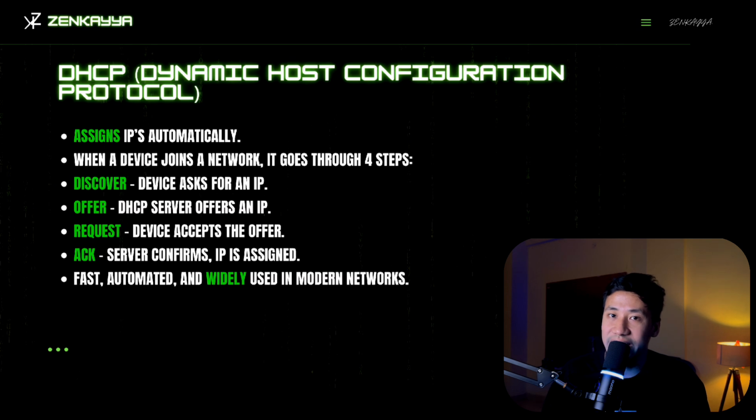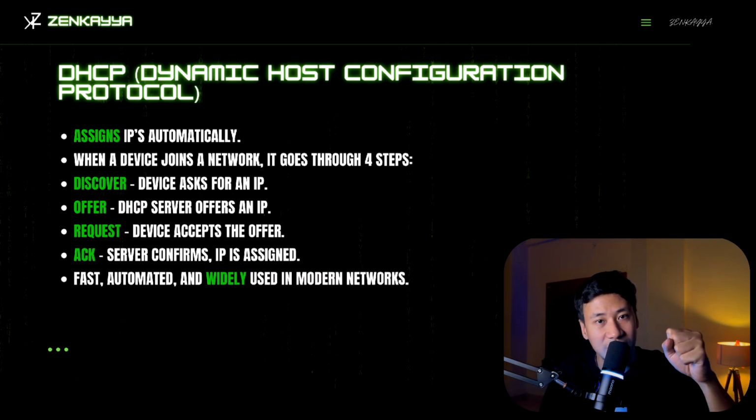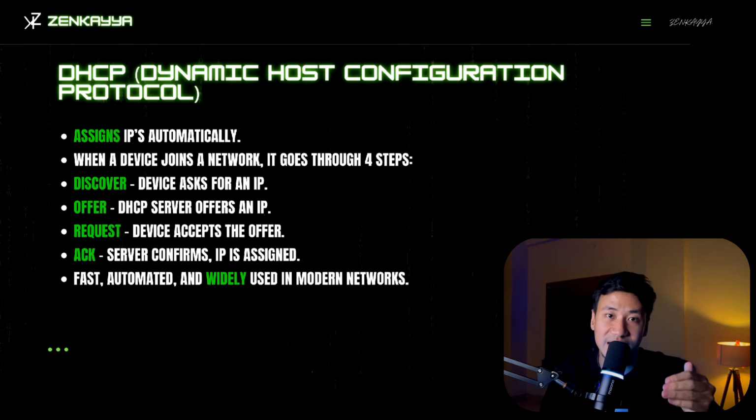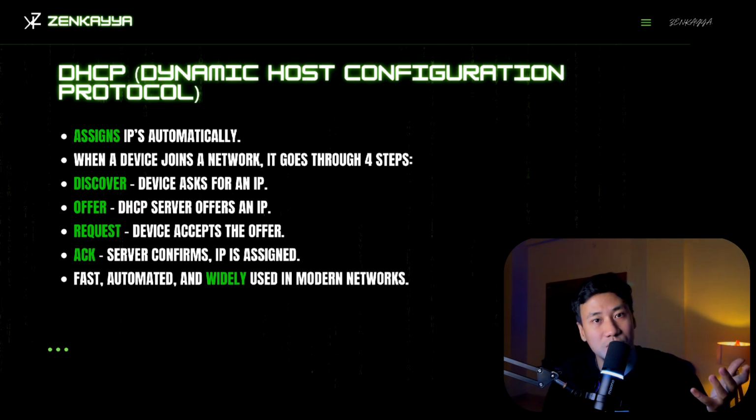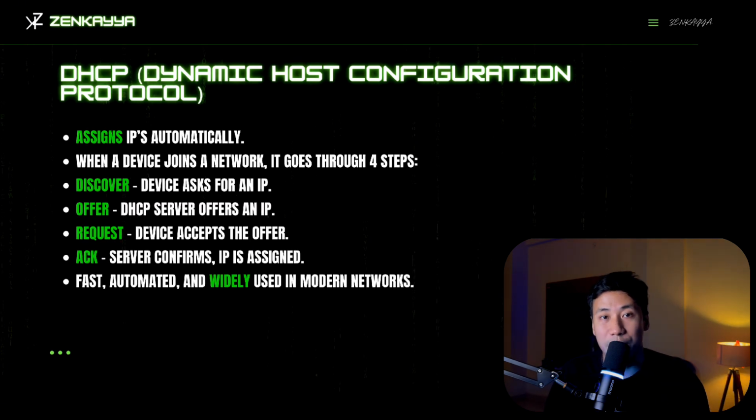Next protocol, DHCP, Dynamic Host Configuration Protocol. What it does, assigns IP automatically. The private IP that you are getting in your own device, that is assigned by DHCP. When a device joins a network, imagine your friend comes to your home and he asks, what is your Wi-Fi password? So he connects to your Wi-Fi. So when he connects, the DHCP protocol will assign a private IP so that he can use that private IP.